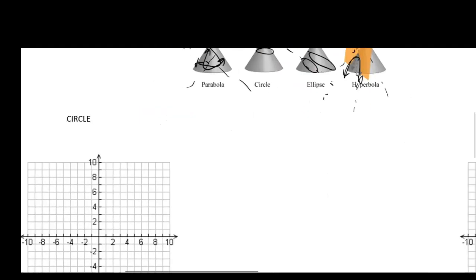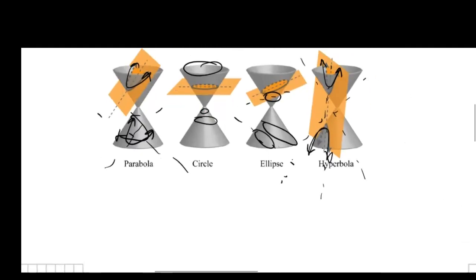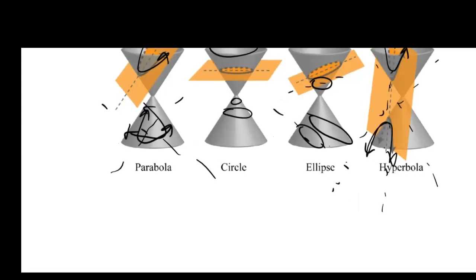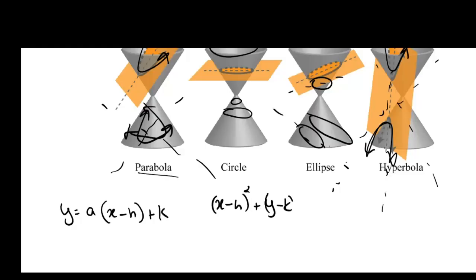So in order to graph a conic section, we need to make sure that it is in the standard form. The vertex form, standard form for a parabola, is going to be y equals a times x minus h squared plus k. For a circle, it is x minus h squared plus y minus k squared equals r squared, where r is the radius.